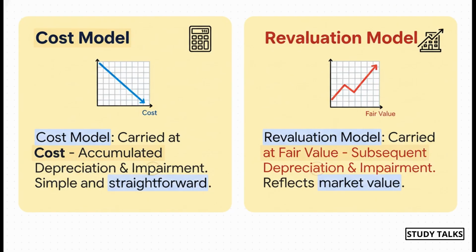Here, the asset is carried at its fair value, its market value, on the date you revalue it, minus any depreciation you calculate after that date. So you can think of it this way. The cost model looks backwards, to the past. The revaluation model looks at the present. What is this asset worth today?